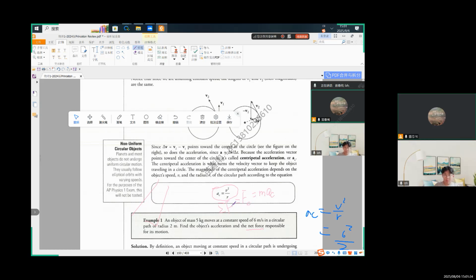So now it's going to be 6 squared over 2 times 5 equals 18 times 5 equals 90. Yeah, 90 Newtons. That's my centripetal force, and that's also my net force. Net force, in a lot of cases, is the centripetal force, but it's not always like that.